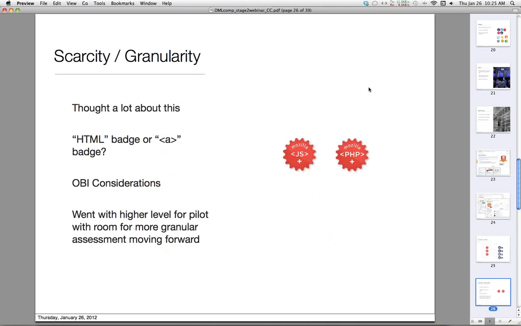So scarcity and granularity, we actually thought a lot about how scarce or granular to make this, and we erred on the side of relatively not granular. And that's something we're actually rethinking. So we went with a very rough cut for awarding badges, and in particular the JavaScript and PHP badges. So we went for a higher level, with really rough cuts about the division of learners. But as we move forward, we're going to work backwards towards a more granular level and ensure that the content that is learned actually represents really basic skills.